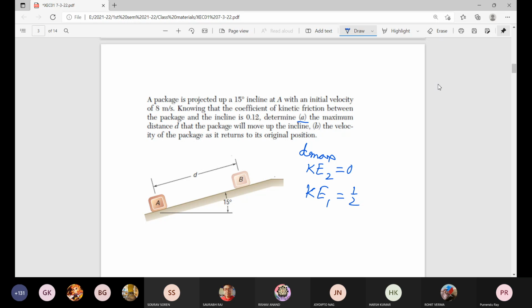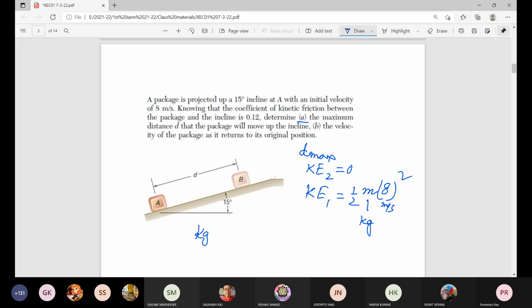Sir, let us take it as m. The mass is not given. Would it have been given? It will be simply half m multiplied by 8 meter per second squared. It should be in kg. And what about the unit of this kinetic energy? Sir, the potential energy difference is d sin 15 degree, mg d sin 15 degree.